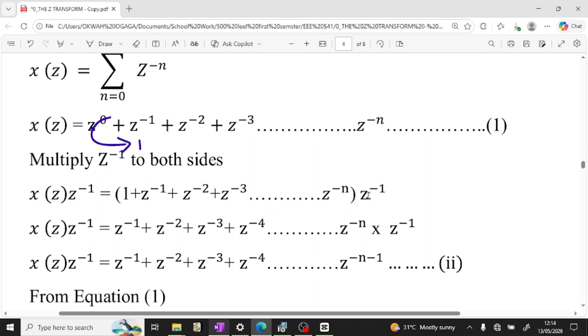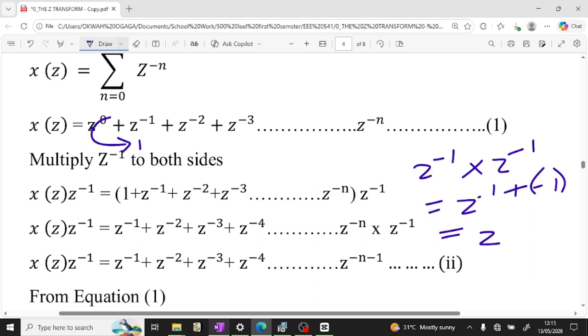Sweet. This multiplies this. Remember, z to the power minus 1 times z to the power minus 1, because of the indices, gives z to the power minus 1 plus minus 1. So this will be z to the power minus 1 minus 1, that is z to the power minus 2. Okay, that's what happened here. So the same idea.